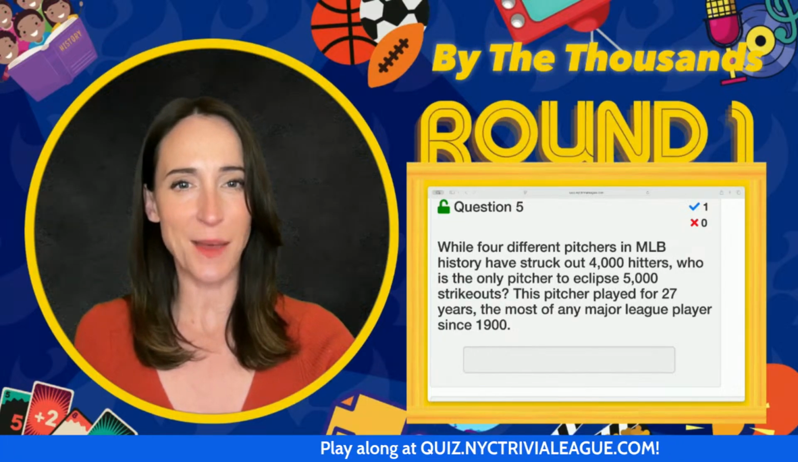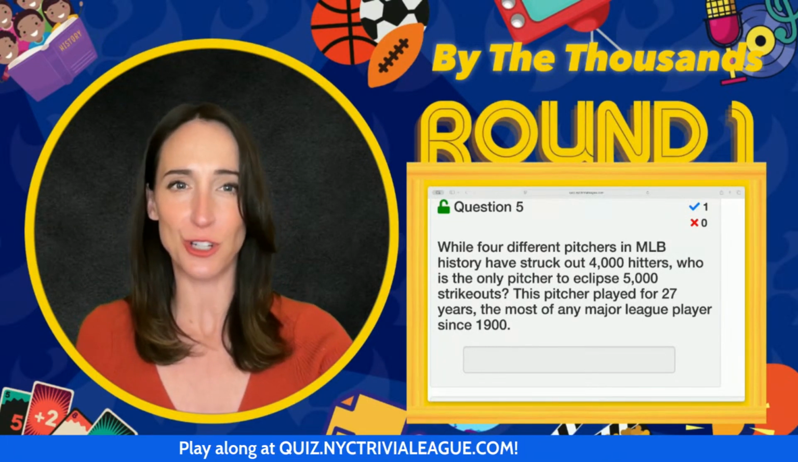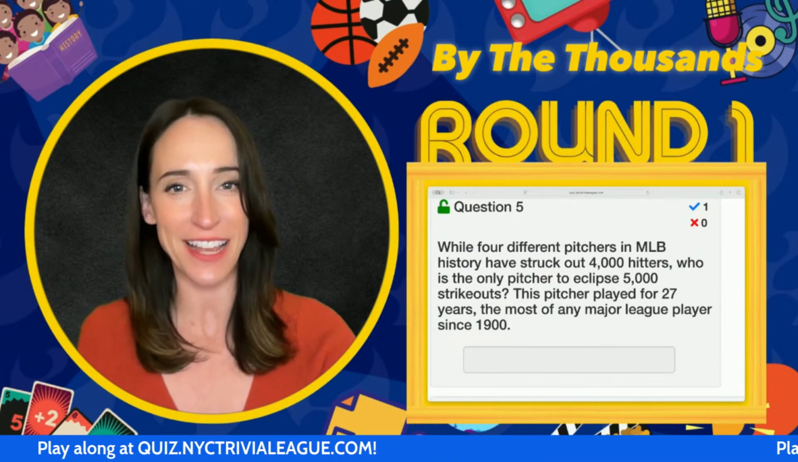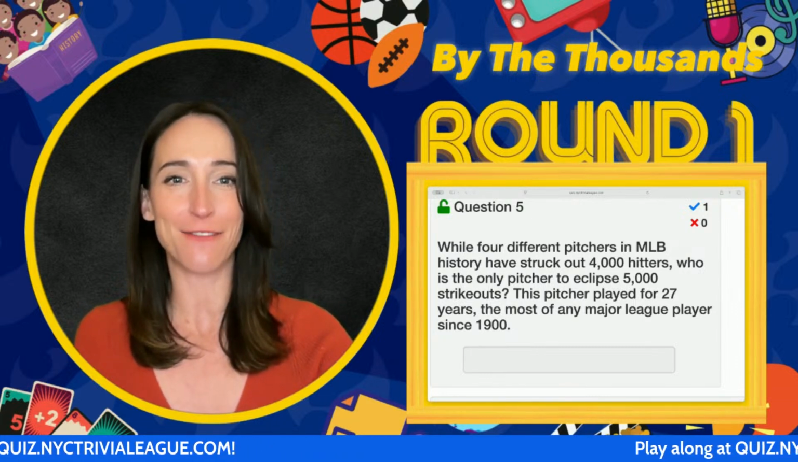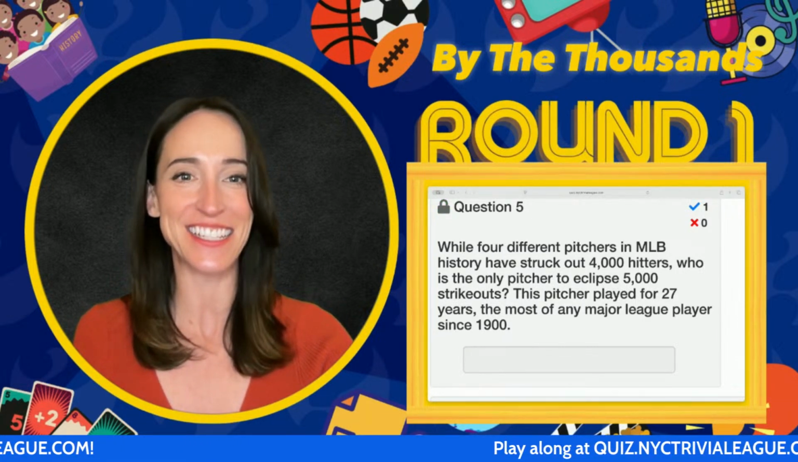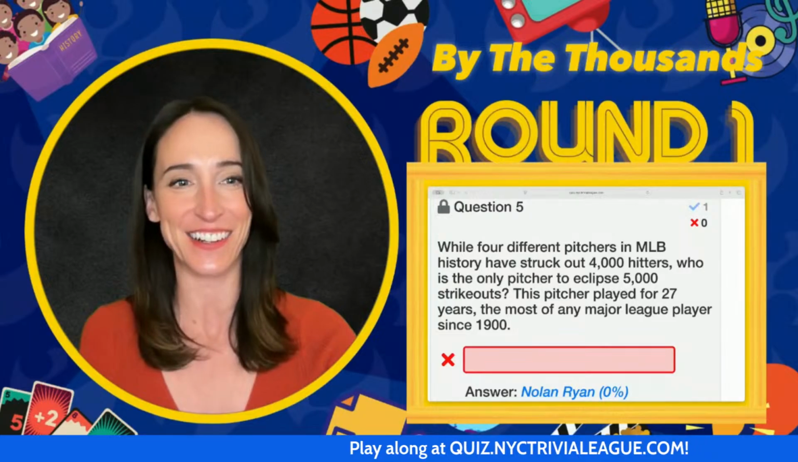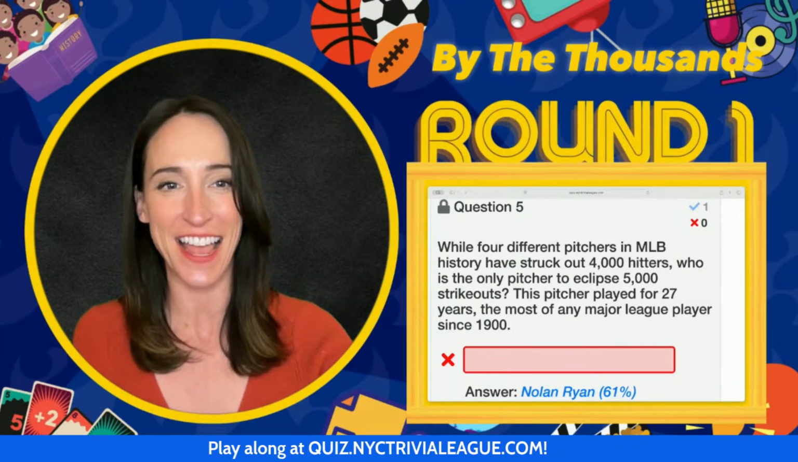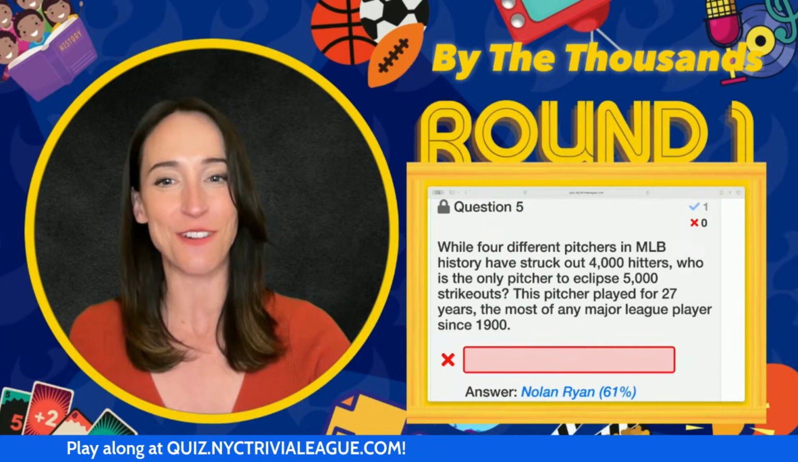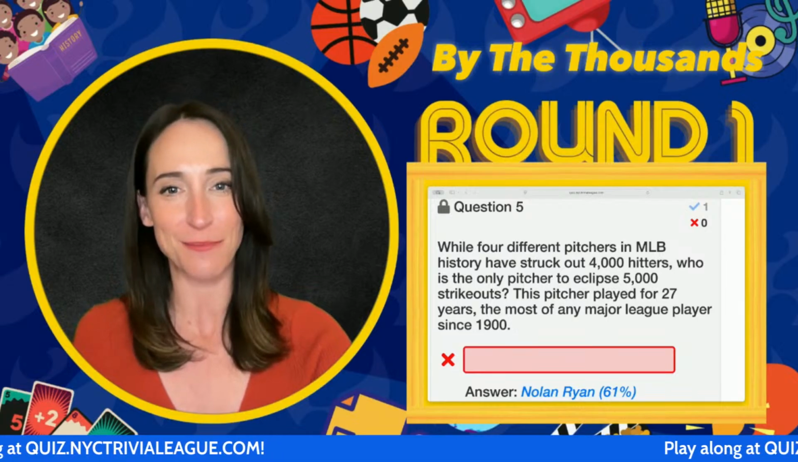The only Major League Baseball pitcher to surpass 5,000 strikeouts, helps that he was playing for 27 years. It's Nolan Ryan, your correct answer for number 5. Well done. 61% of you coming in with the correct response there.